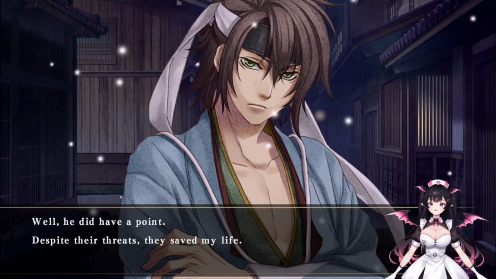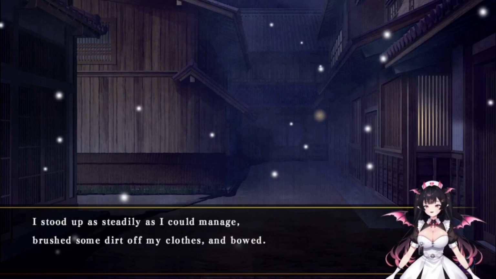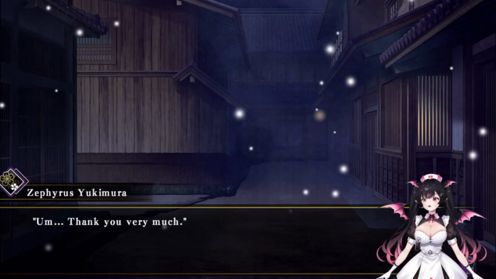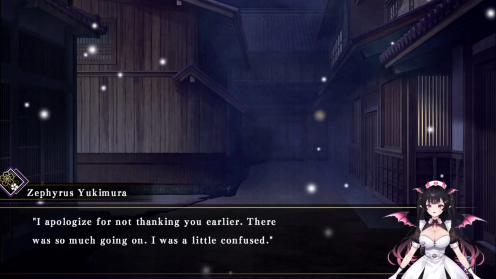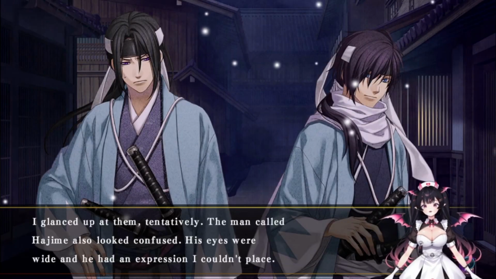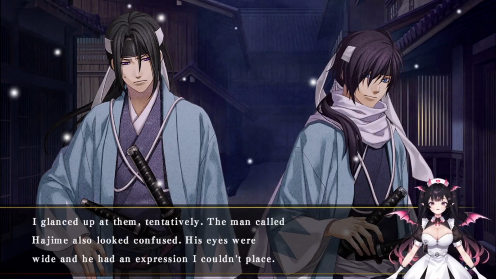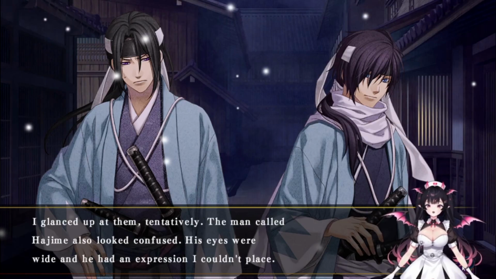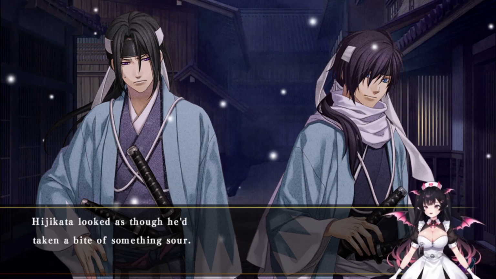Despite their threats, they saved my life. I stood up as steadily as I could manage, brushed some dirt off my clothes, and bowed. Thank you very much. I apologize for not thanking you earlier. There was so much going on, I was a little confused. I glanced at them tentatively. The man called Hajime also looked confused. His eyes were wide, and he had an expression I couldn't place. Hachiko looked as though he'd taken a bite of something sour.